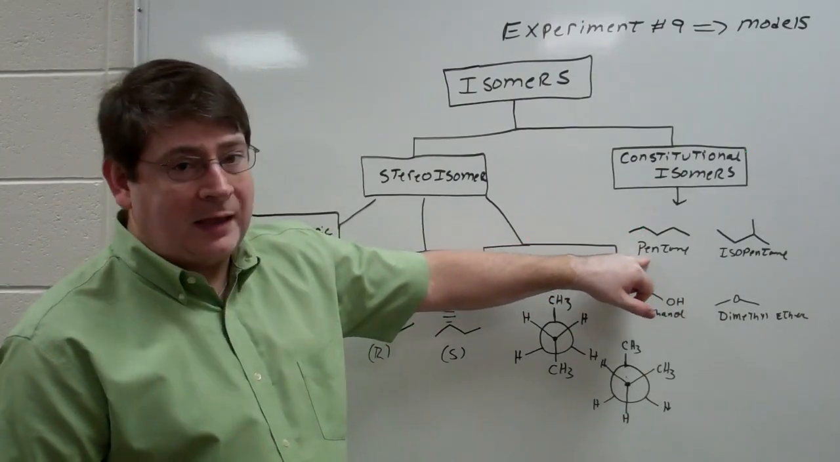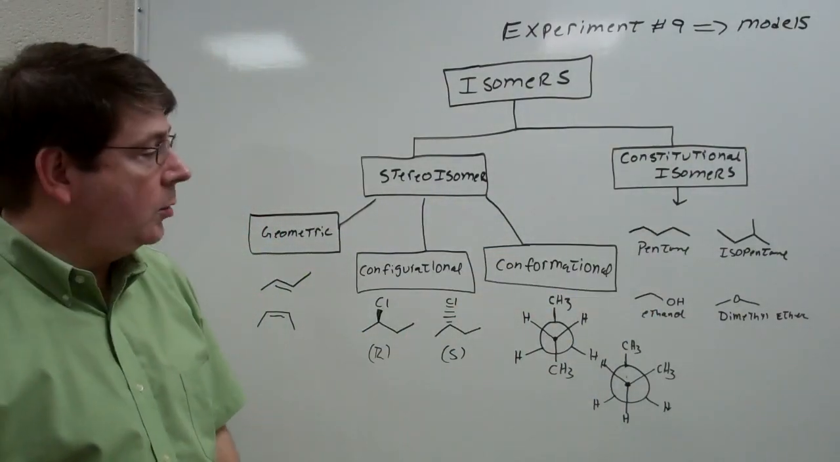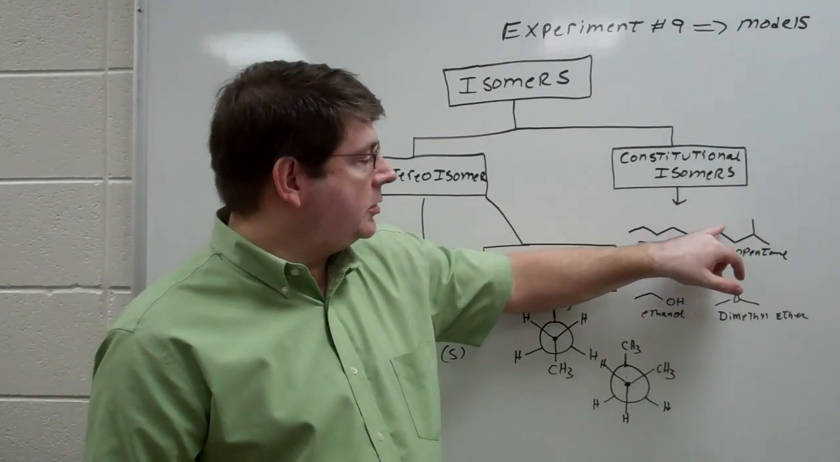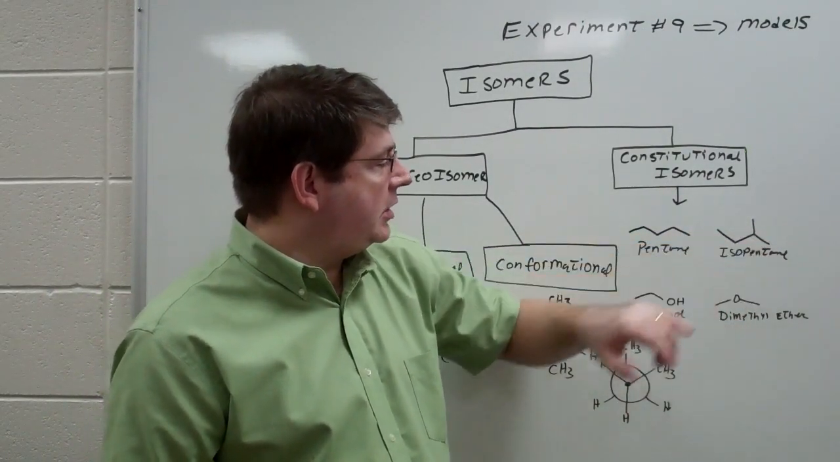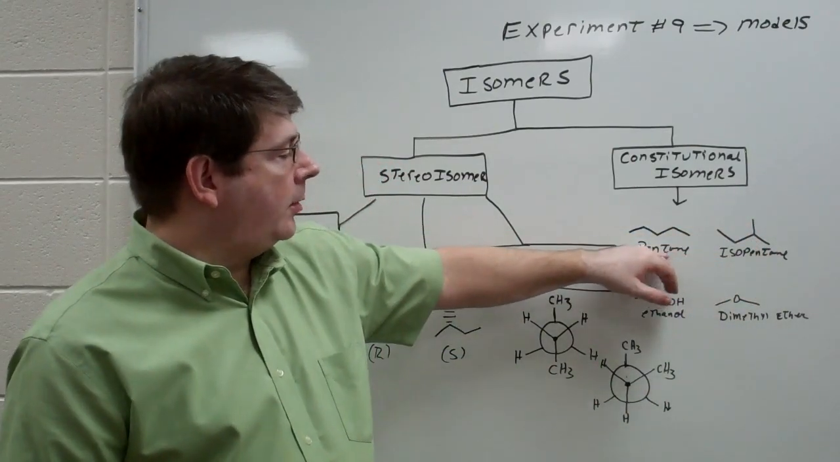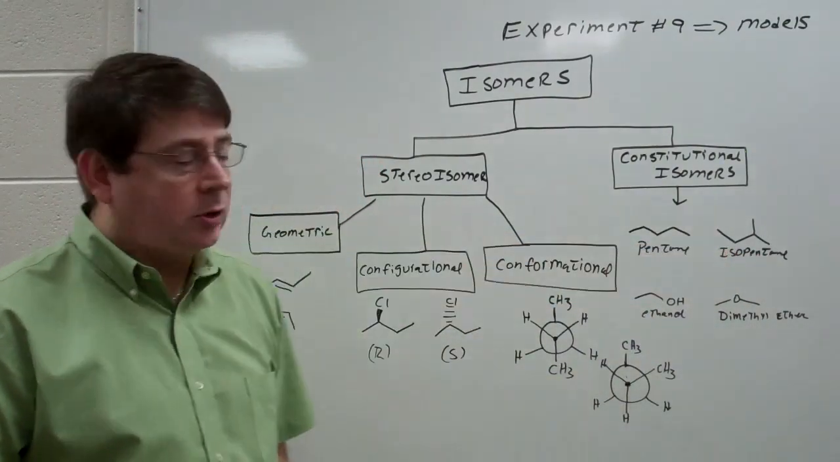We can have what we call n-pentane, where the carbons are lined up in a straight chain, if you will. But we can also have isopentane, where we've moved the connectivity around. So notice now we've only got 4 carbons in a single chain with a methyl group hanging off of it. Has the same molecular formula, same molecular mass as pentane, but nonetheless is a constitutional isomer.